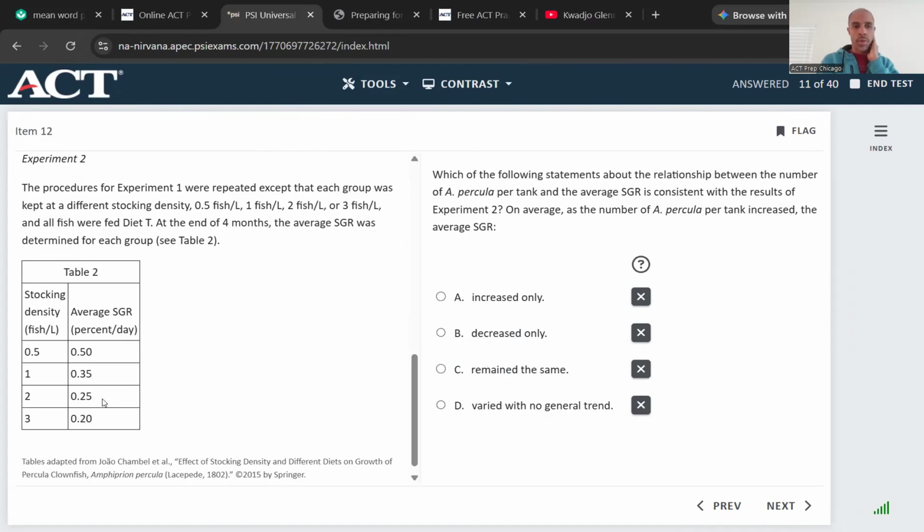This is average SGR. We don't know how many per tank. On average, as the number of A per cooler per tank increases, stocking density, or fish per liter, that's how many. So as this number increases, the average SGR did what? It decreased. As the number of A per cooler per tank, that's the number of fish per liter, that's here, increases going down, the average SGR, which is here, decreased. It went down.